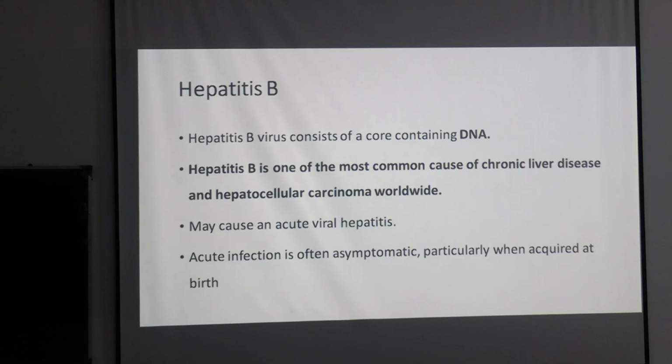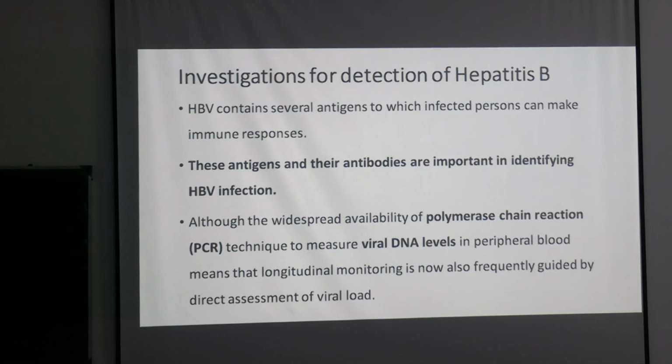Now hepatitis B, the most important cause of hepatitis. Hepatitis B virus consists of a core containing DNA. It is a DNA virus. Hepatitis B is one of the most common causes of chronic liver disease and hepatocellular carcinoma worldwide. It may cause acute viral hepatitis. Acute infection is often asymptomatic, particularly when acquired at birth. Investigations.